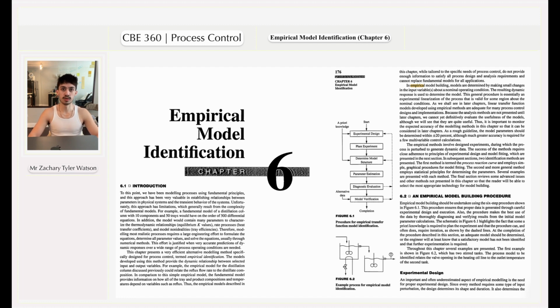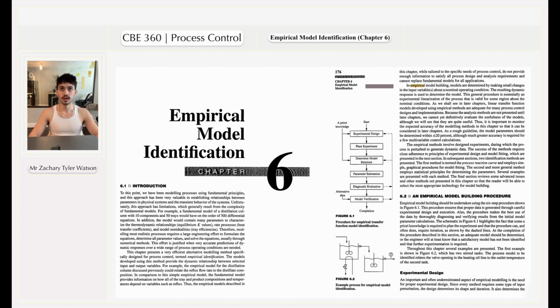In comparison to this simple empirical model, the fundamental model provides information on how all of the tray and product compositions and temperatures depend on variables such as reflux. Thus, the empirical model described in this chapter, while tailored to the specific needs of process control, does not provide enough information to satisfy all process design and analysis requirements and cannot replace fundamental models for all applications.